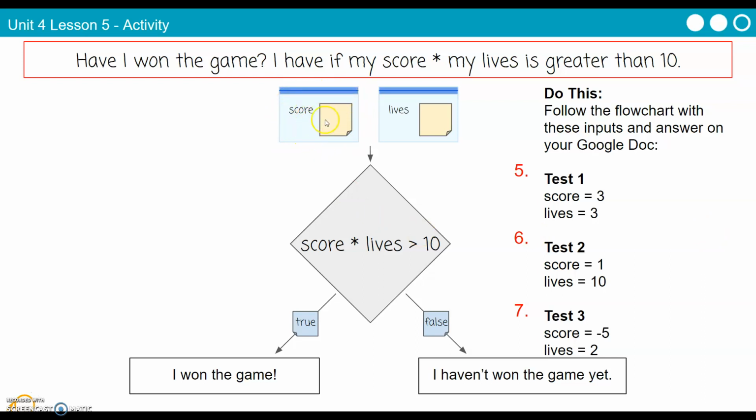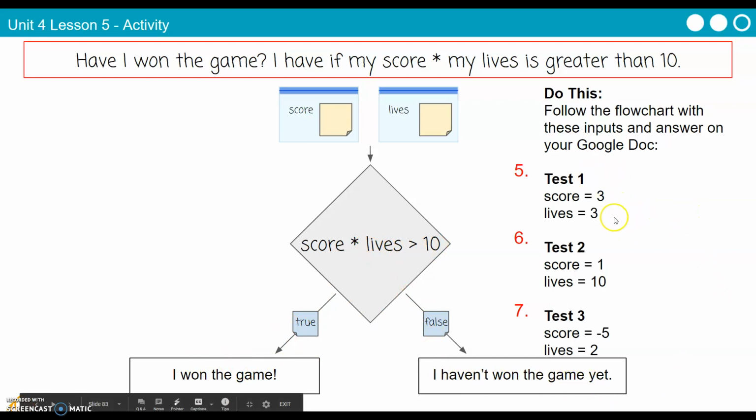Make a variable with score and put nothing in it. Make a variable with lives, put nothing in it. In your conditional statement, it should say score multiplied by lives is greater than 10. Then it's true. I've won the game. If it's false, I haven't won the game.